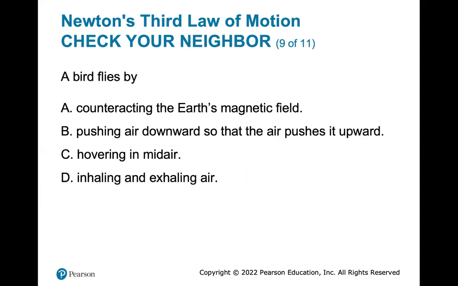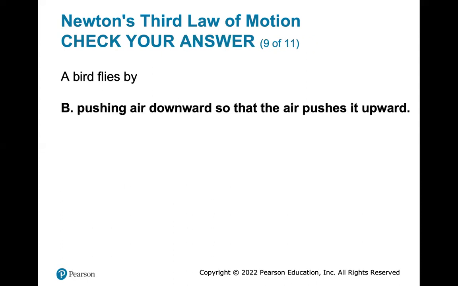A bird flies by counteracting the Earth's magnetic field. Well, that's not the case. Pushing air downward so that the air pushes it upward. Hovering in midair, inhaling and exhaling air. Well, that's B, pushing air downward so that the air pushes it upward.